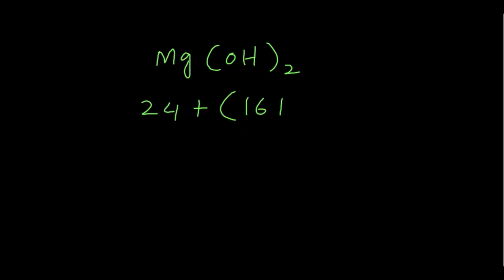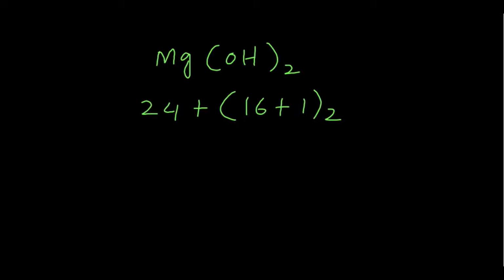We see one more example. If we are asked to find the formula mass of magnesium hydroxide, first of all we will write the formula unit of magnesium hydroxide, that is Mg(OH)2. We will find the formula mass of magnesium hydroxide. The atomic mass of magnesium is 24 atomic mass unit, plus the atomic mass of oxygen is 16 atomic mass unit, and atomic mass of hydrogen is 1 atomic mass unit, multiply by 2.